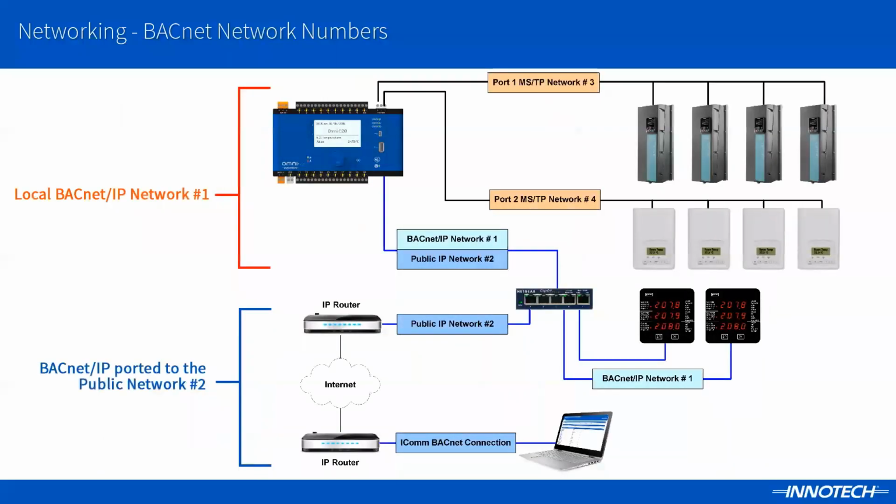The public network is used for access to the site via a router. The public BACnet network is another segment with a network number 2 by default. ICOM can connect to this site via a BACnet foreign device connection. All BACnet devices are discovered via this connection. For more information on remote network connections, refer to the networking videos.